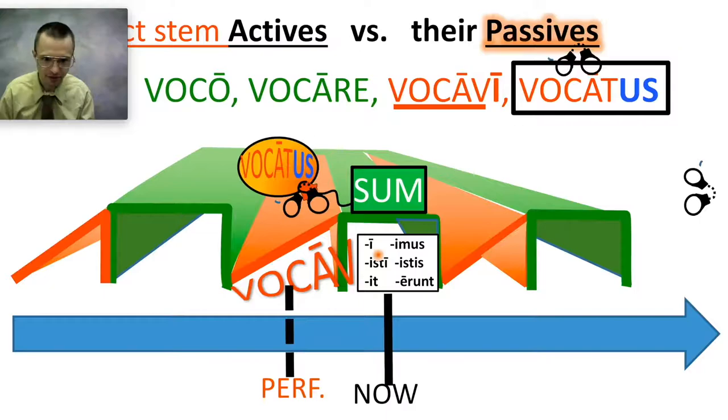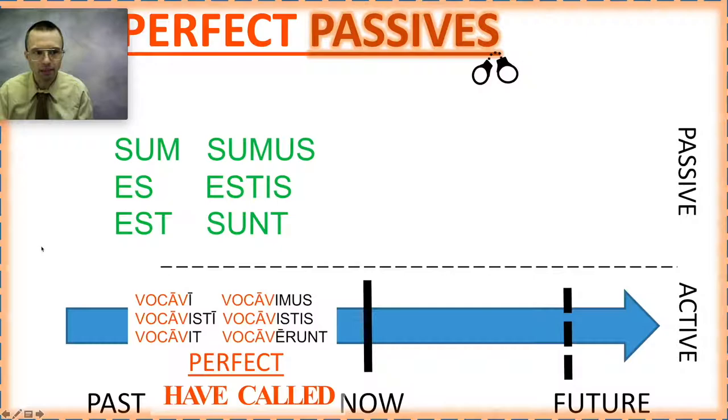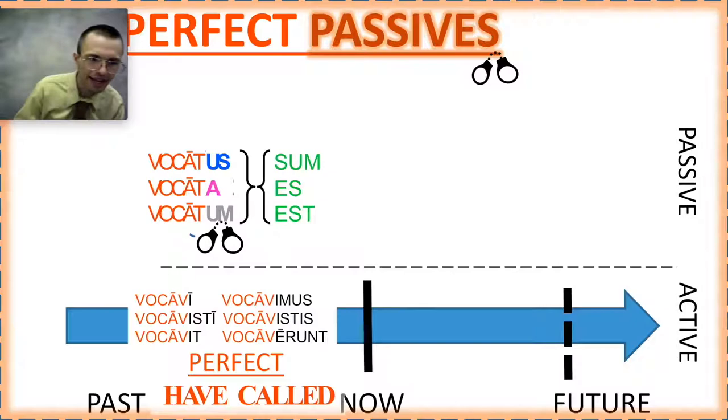Okay, so vocāvī, vocāvistī, vocāvit, vocāvimus, vocāvistis, vocāvērunt is active, have called, or just called. And the passive is going to use this helper verb, the present tense of sum. So that's going to go like this. So vocātus sum, vocātus es, vocātus est, vocātī sumus, vocātī estis, and vocātī sunt.